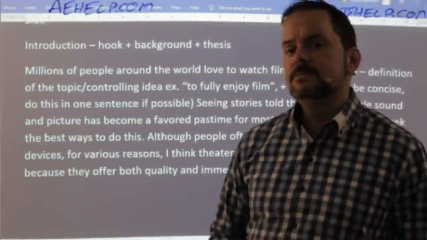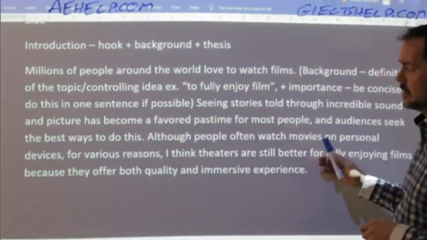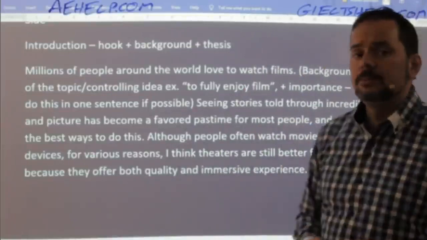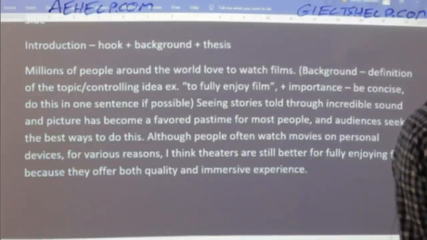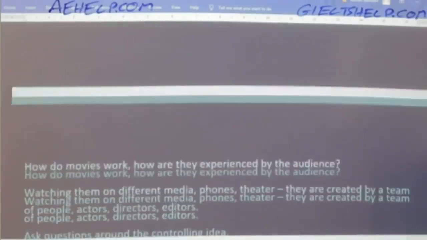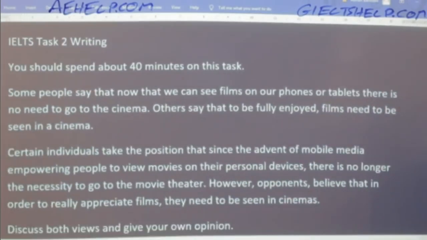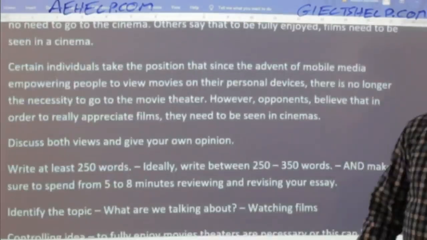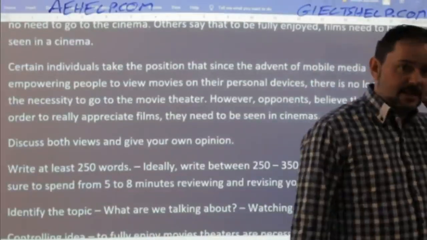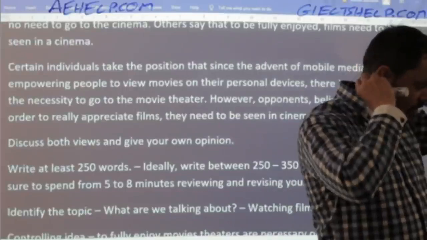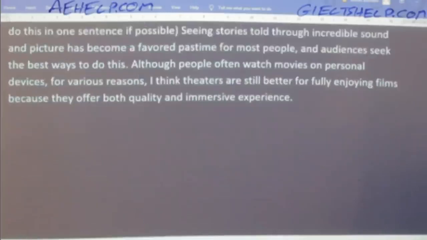What should my first body paragraph be about? So based on my introduction, what do you think would be a good idea to write for my first body paragraph? Again, remember what the question is asking you. So here, the question, way back here at the planning, says discuss both views and give your own opinion. So, what do you think? What should my first body paragraph be about?